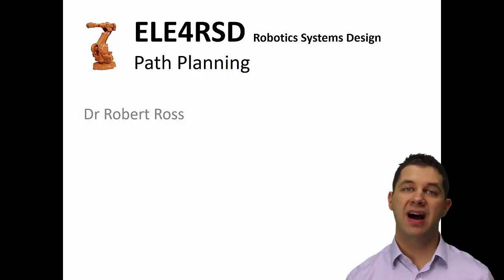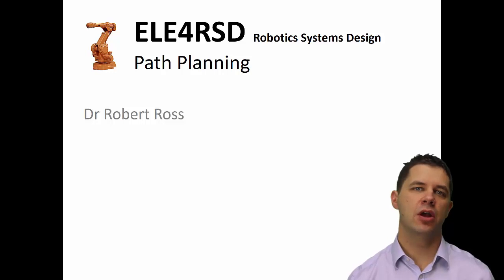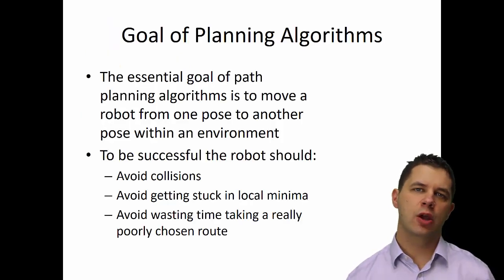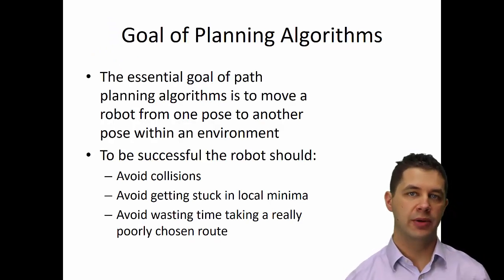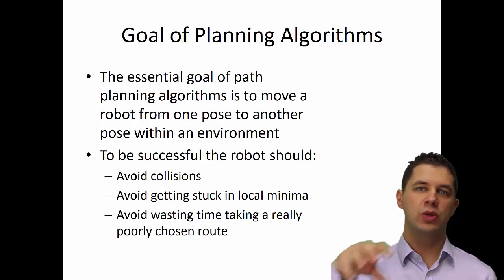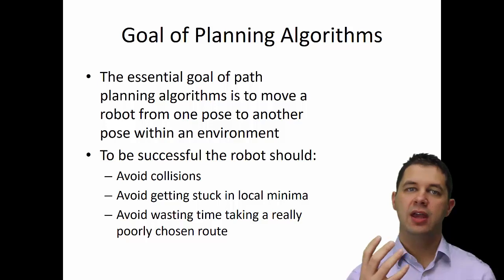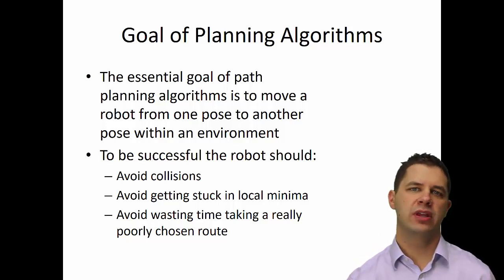In this video, I'll be talking about path planning, what it actually is, and what the basic principles are that we need to know. So essentially, the goal of path planning is to move a robot from one pose to another pose within an environment. So it's at one position, we need to move it somewhere else with a unique pose, which is position and orientation associated with it.